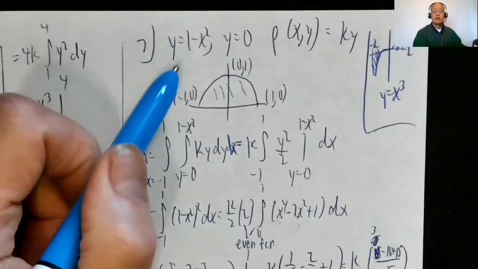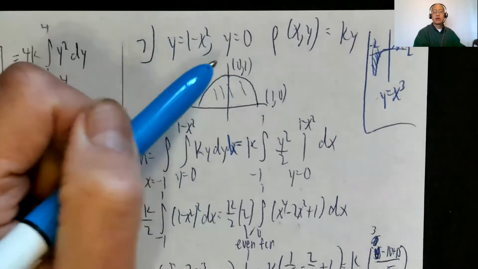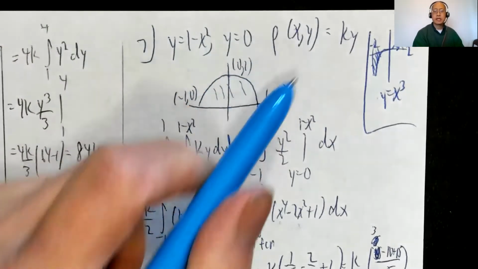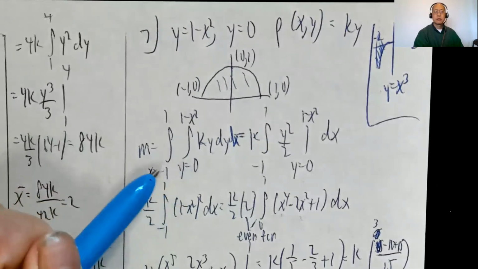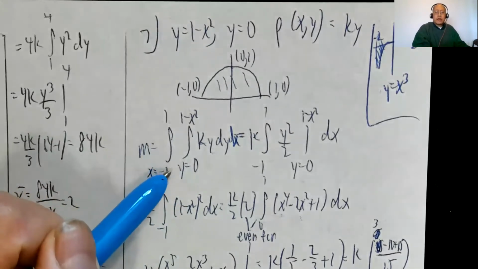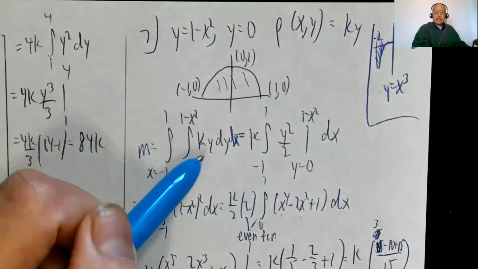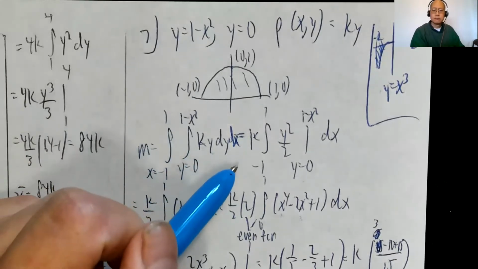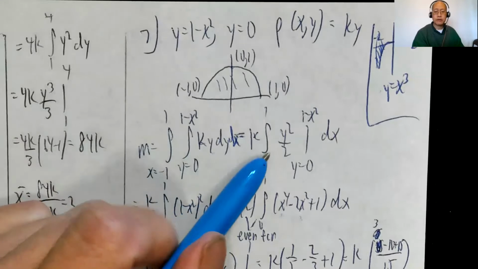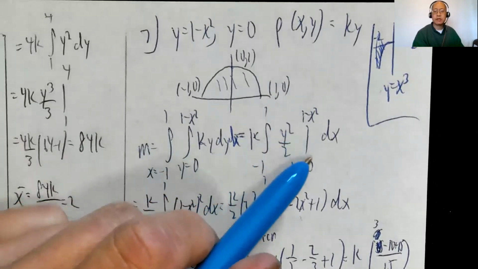Number 7, y equals 1 minus x squared, bounded by y equals 0. Rho of xy is ky. So the mass is integral from -1 to 1, y equals 0 to 1 minus x squared of ky dy dx. So k y squared over 2 from 0 to 1 minus x squared dx.